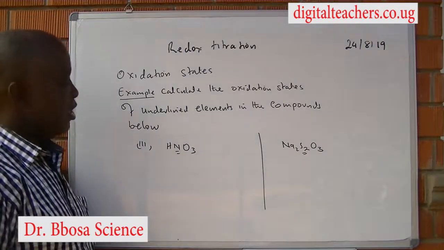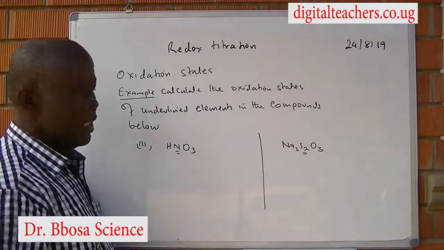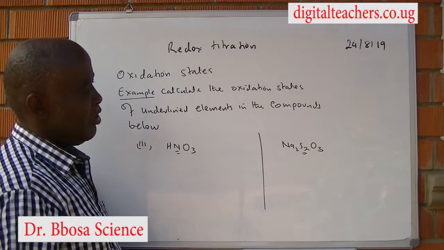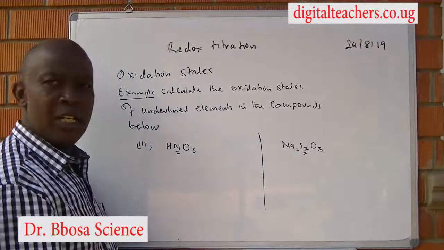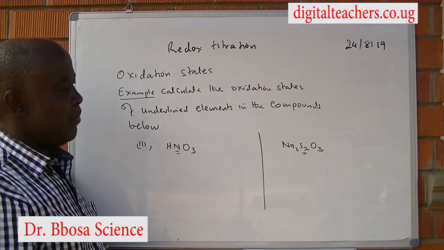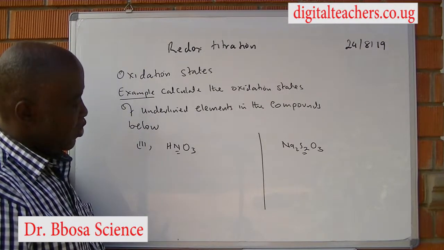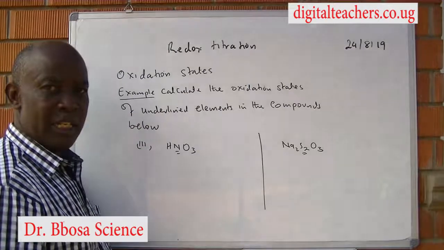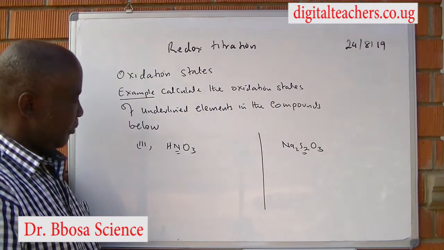Example 3, calculate the oxidation state of nitrogen in nitric acid. Also calculate the oxidation state of sulfur in sodium thiosulfate. You can pause, answer the question, then compare your answer with mine.